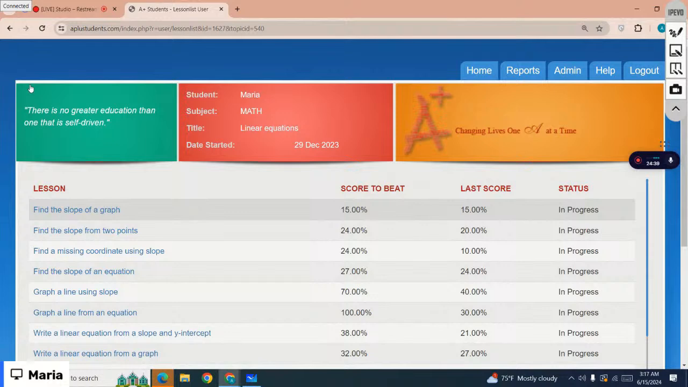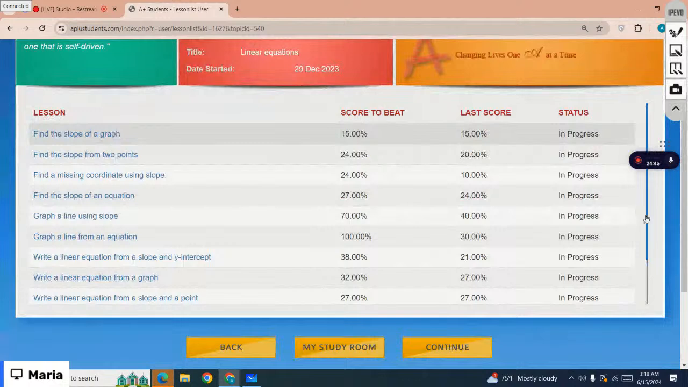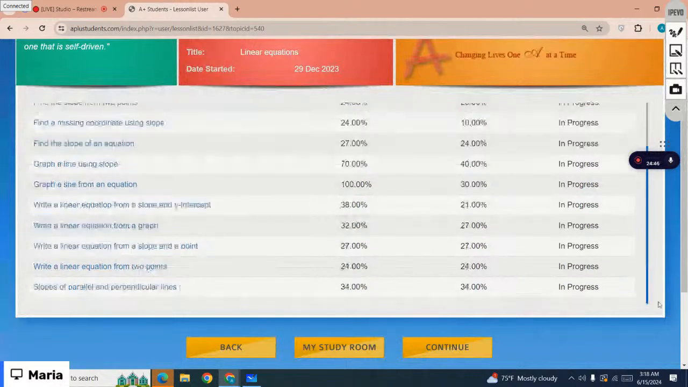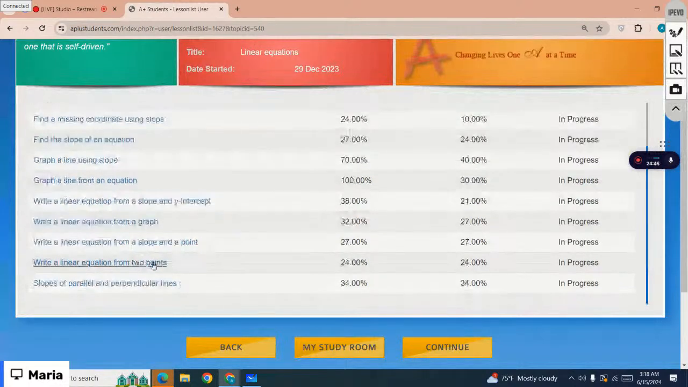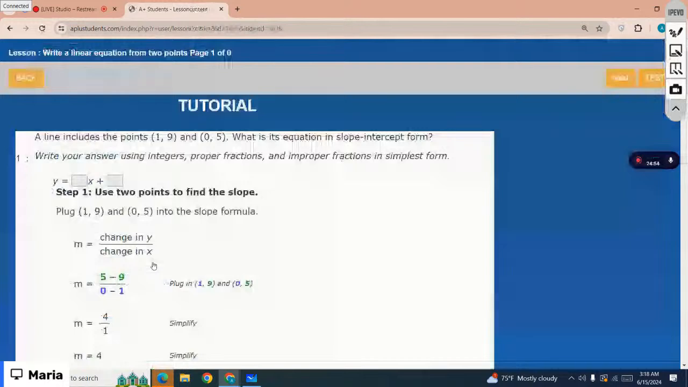The next lesson is write a linear equation from 2 points. Let's just start with the next lesson. A line includes the point 1, 9 and 0, 5. What is its equation in slope intercept form?